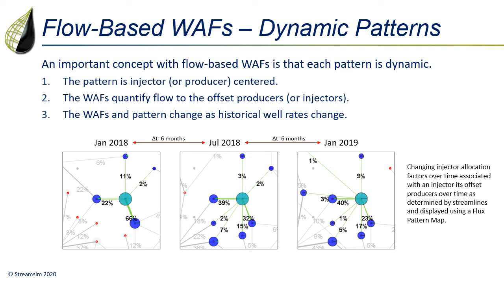An important concept when using flow-based WAFs is that each pattern is dynamic. Dynamic patterns have the following properties. Each pattern is injector-centered. The WAFs define which producers are in the pattern and the amount of flow to each producer. The WAFs and the pattern change as historical well rates change. In this example of a single injector displayed using the flux pattern map, the inverted pattern changes through time as a result of the changing well rates from January 2018 through to January 2019. Additionally, the allocation factors also change through these time periods.